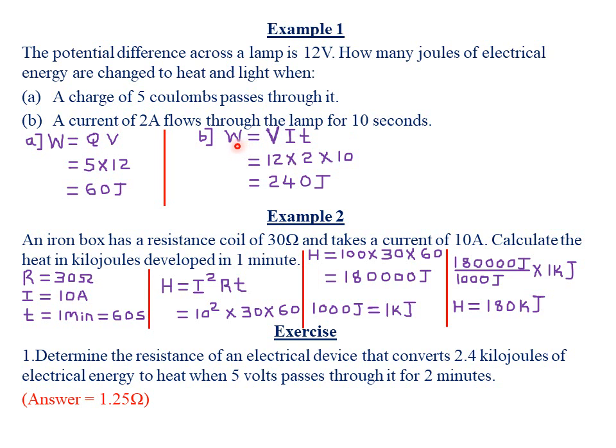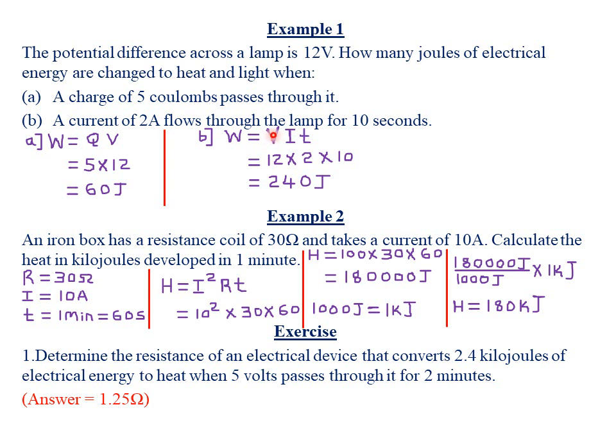And of course, we have just derived and said that the formula for the work done or the electrical energy can be given by VIT. That is the product of the potential difference, the current flowing through the circuit, and the time taken for that particular current to flow within that circuit. So work done will be equal to VIT.